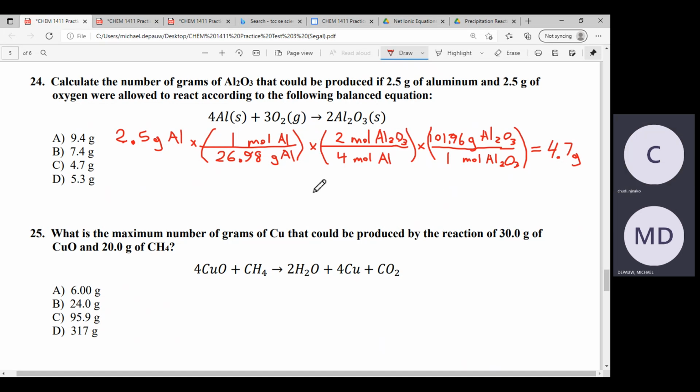Hey, Mark, I had a question. So are we solving for oxygen? No, you're not solving for oxygen. What we want to do, we're trying to calculate the number of grams of aluminum oxide that could be produced. So what we do is we take each reactant, convert to the same product. Whichever one gives me less product, that lesser amount of product is the amount that's going to be produced.